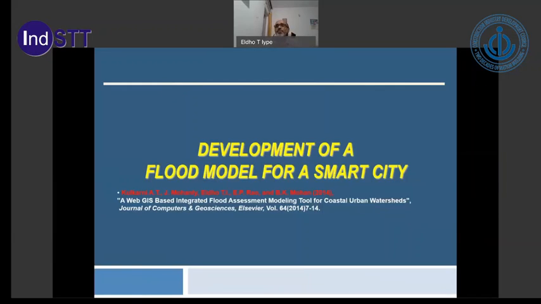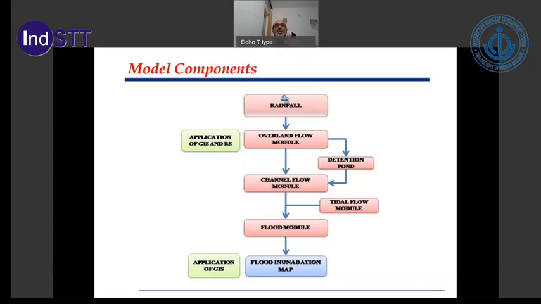So as part of some sponsored projects, IIT Bombay's Civil Department has developed a number of flood simulation models. As part of a DST, Department of Science and Technology, project after the 2005 flooding in Mumbai, we developed a flood model for a smart city. The details are available in the journal Computers and Geosciences. Those interested can look into this paper.